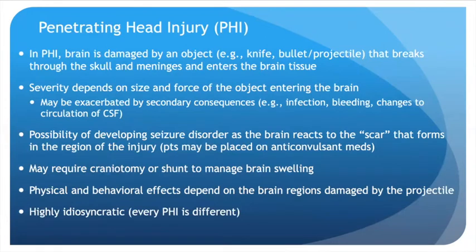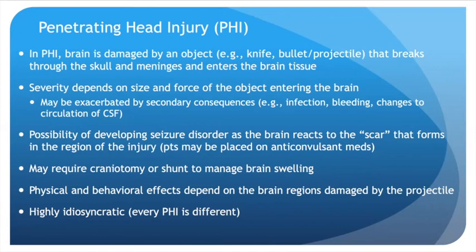Then we have penetrating head injury. In penetrating head injury, the brain is damaged by an object, a knife or a bullet, a projectile that breaks through the skull and the meninges and enters the brain tissue. So the severity of the penetrating head injury depends on the size and force of the object entering the brain. This may be exacerbated by secondary consequences such as infection, bleeding, changes to the circulation of cerebrospinal fluid. There is a possibility also of the patient developing a seizure disorder as the brain reacts to the scar tissue that forms in the region of the injury.